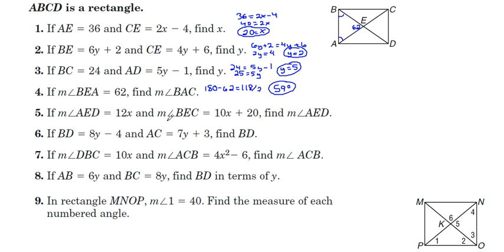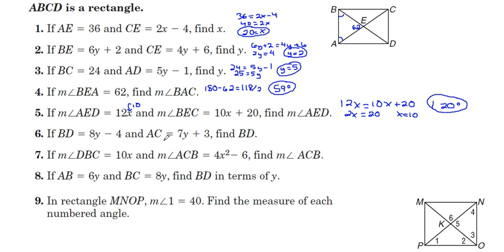There we go. Okay, for number 5, the measure of AED is 12x, and the measure of BEC is 10x plus 20. Those are vertical angles. We're simply going to do 12x equal to 10x plus 20. Subtract 10x from both sides to get 2x. Divide both sides by 2 to get x equals 10. But that's not what we're after. We need to find the measure of AED by taking 10 and putting it right in here for x. 12 times 10, 120 degrees.